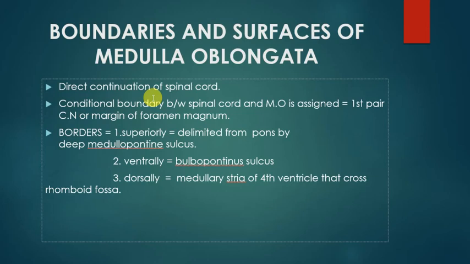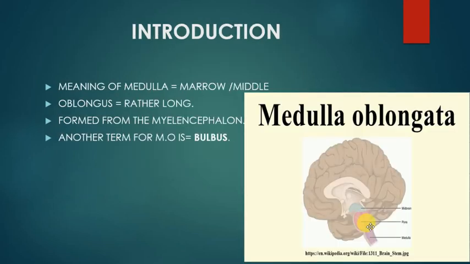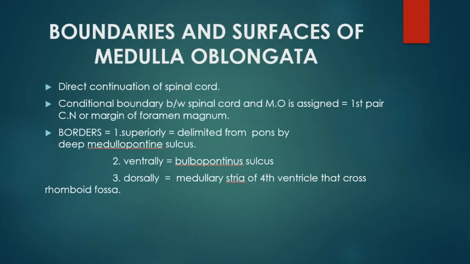of the fourth ventricle that cross the medulla. Superiorly delimited by the pons by the deep medullopontine sulcus, ventrally by the bulbopontine sulcus.